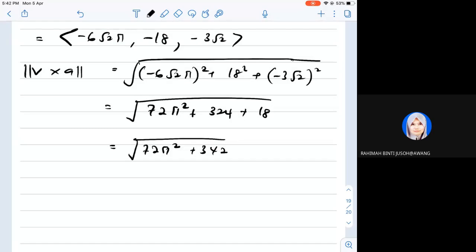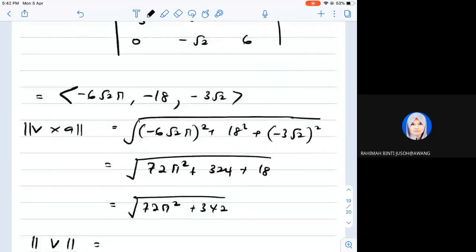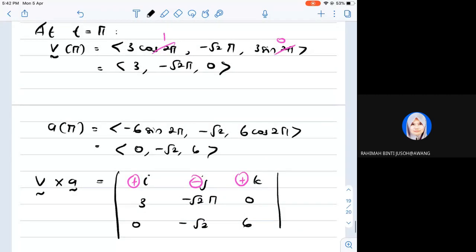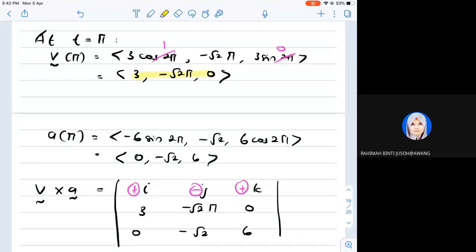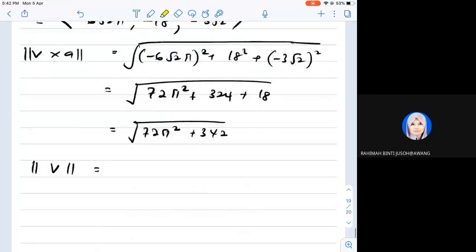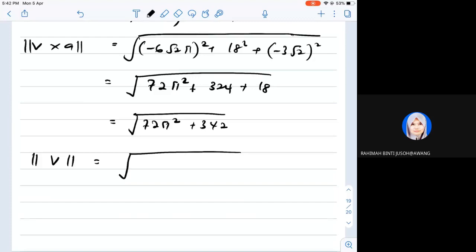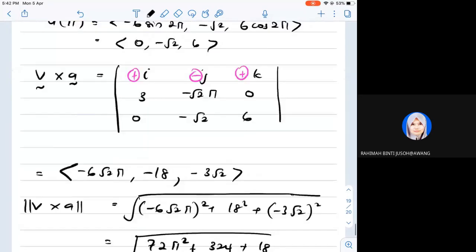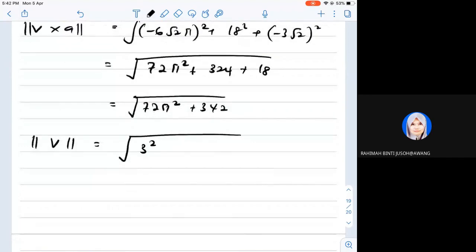Dapat tak guys? Ni dapat yang atas tu? Dapat doktor. Dapat alright, very good. So next cari speed. Speed kita ambil yang ni lah. Ni tadi V. So speed dia adalah punca kuasa 3 kuasa 2 tambah negatif square root 2 pi kuasa 2 tambah kosong kuasa 2. So you all akan dapat 9 tambah 2 pi kuasa 2 kan.